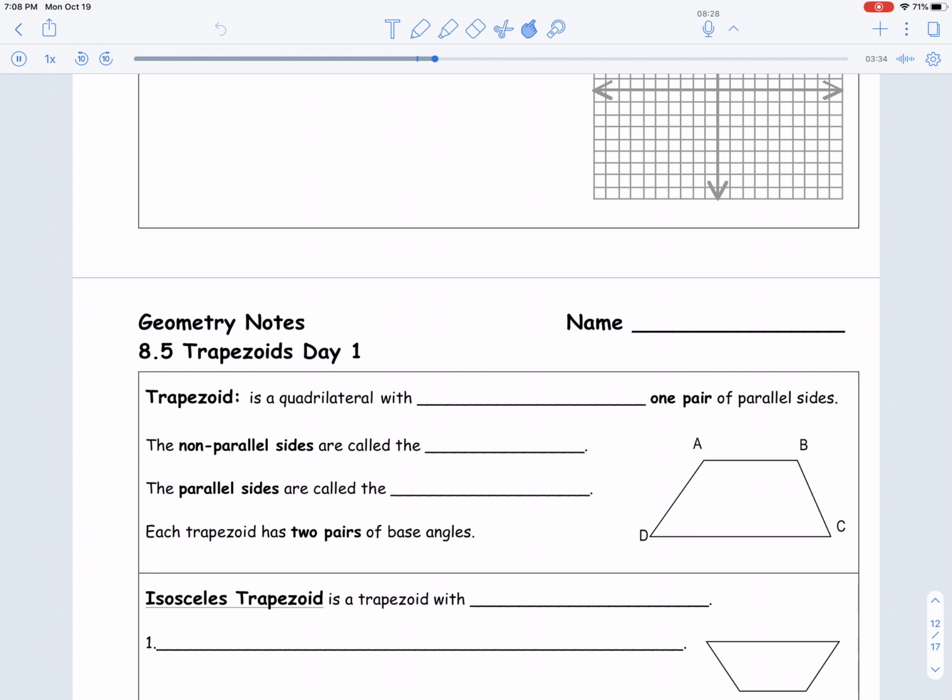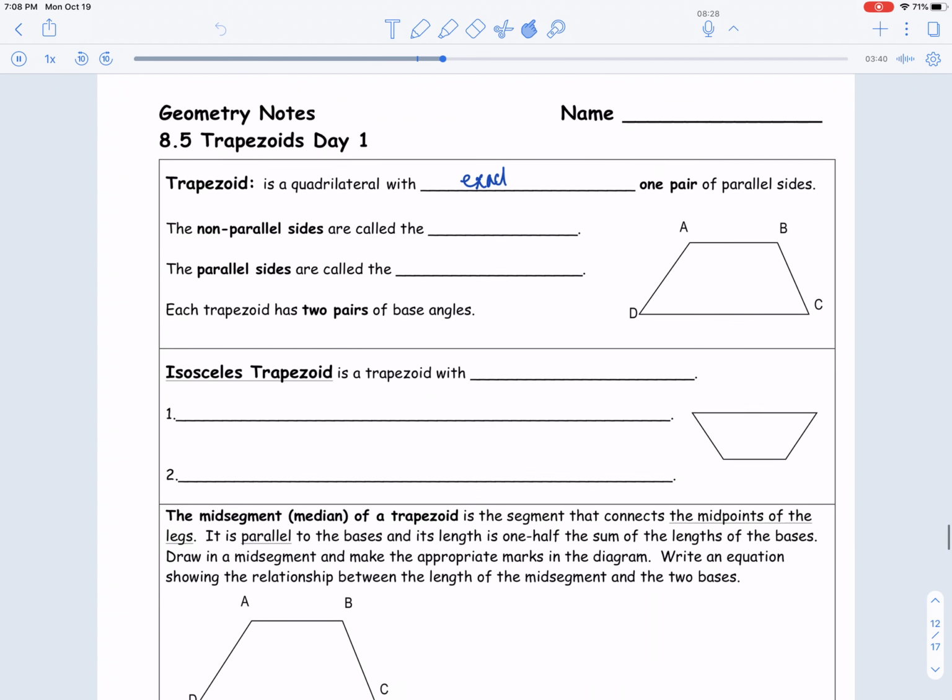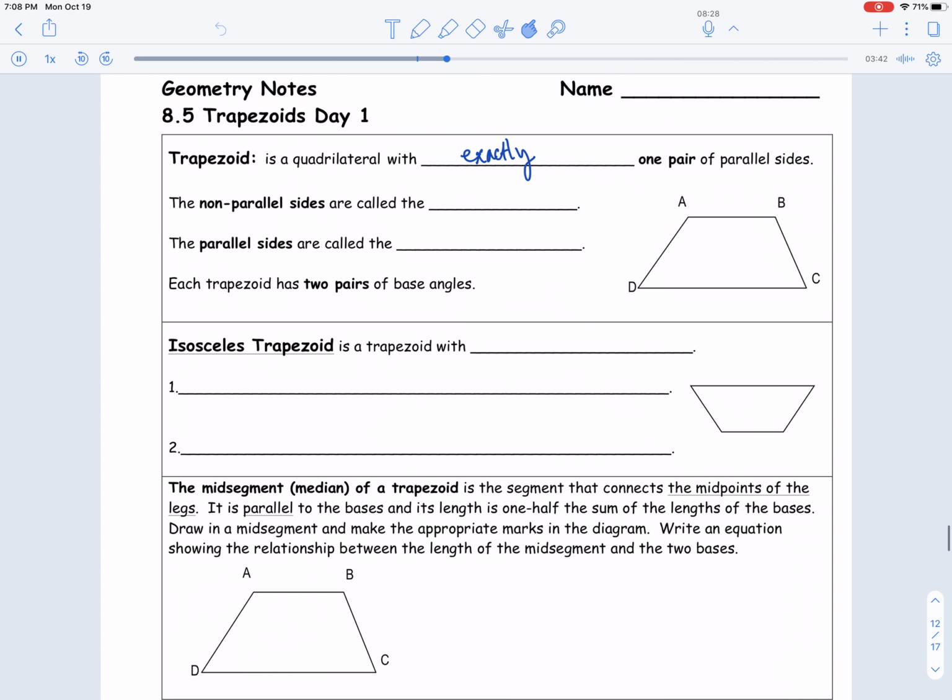The last quadrilateral is called a trapezoid. It is a quadrilateral with exactly one pair of parallel sides. The non-parallel sides are called the legs, and the parallel sides are called the bases. So in our diagram, AB is a base and DC is a base because they are parallel. And the two sides that are not parallel are going to be called the legs, which are AD and BC.